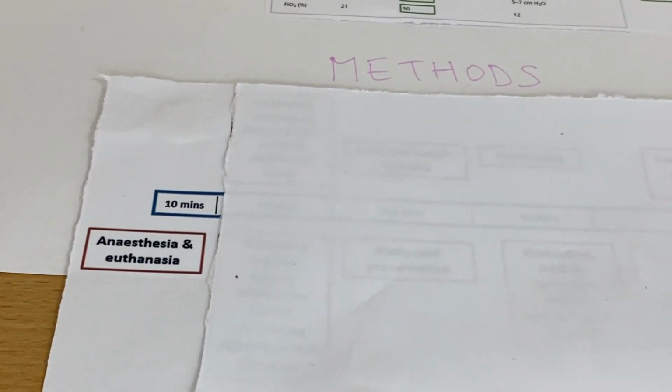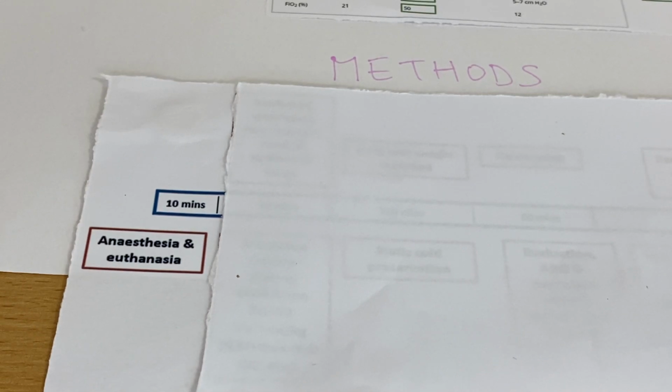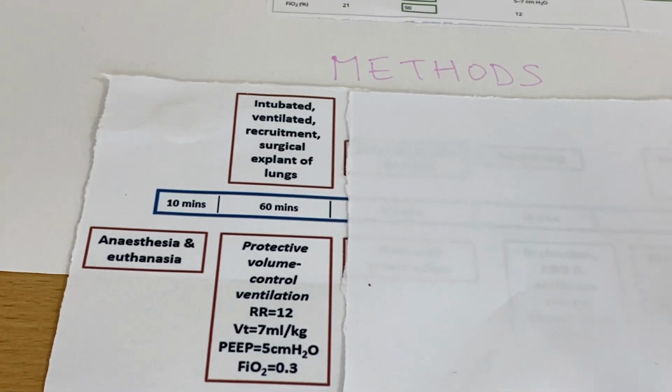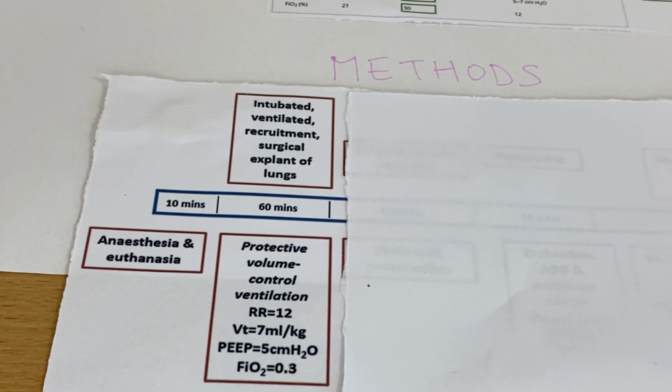So the animals are anesthetized and euthanized, and then we have a period of 10 minutes of no touch. This is to ensure cessation of heartbeat. Then the animal is intubated, and they're ventilated using protective volume control ventilation. For us, this looks like a respiratory rate of 12, a tidal volume of 7 mils per kilo, a PEEP of 5, and a fraction of inspired oxygen of 0.3.